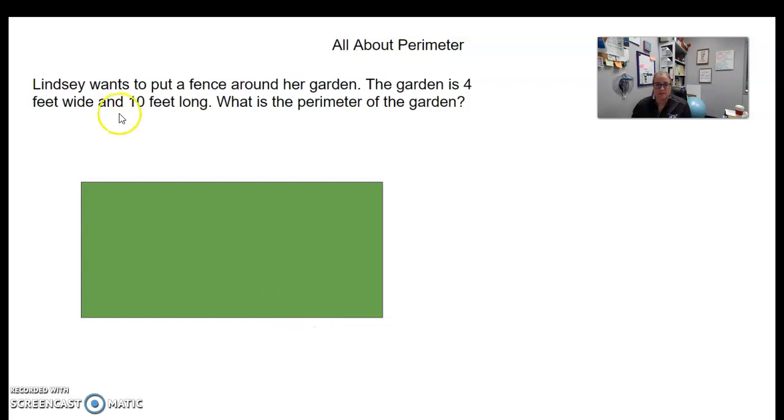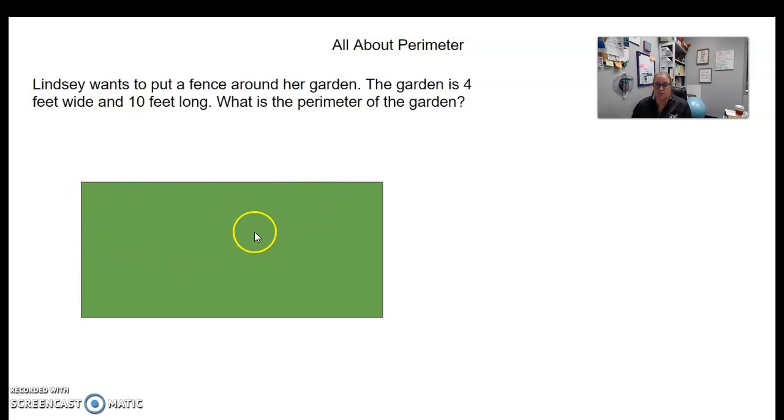Here's what it says. Lindsay wants to put a fence around her garden. The garden is 4 feet wide and 10 feet long. What is the perimeter of the garden? So the first thing I have to figure out is what shape I'm trying to figure out. Since it only gives me the length and the width, I know that it's either a square or a rectangle. Since these are different numbers, that tells me that it's a rectangle.